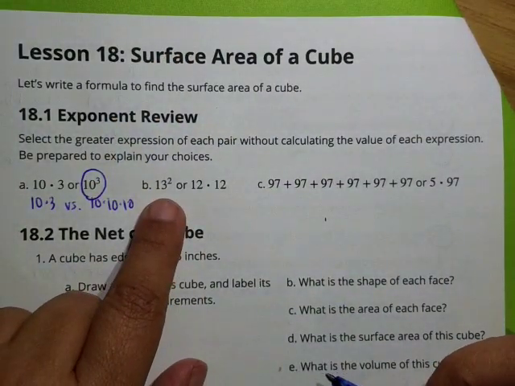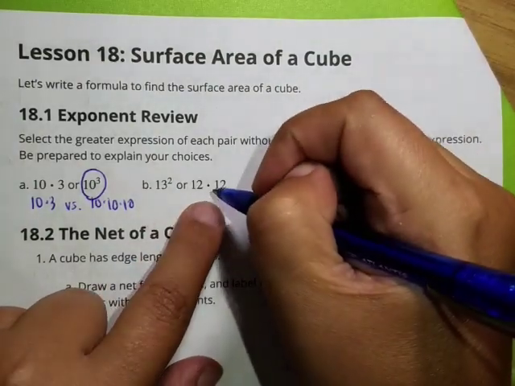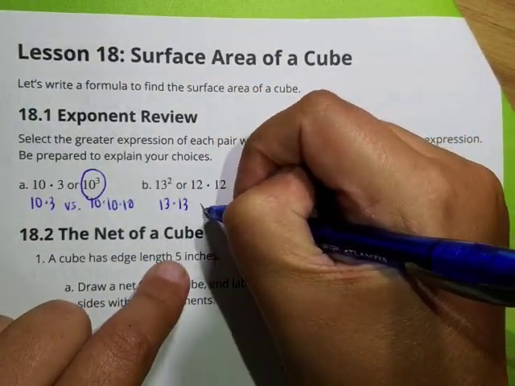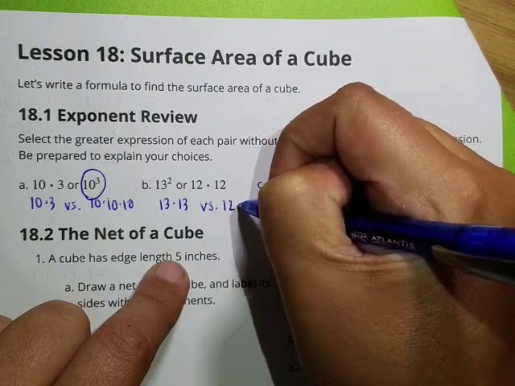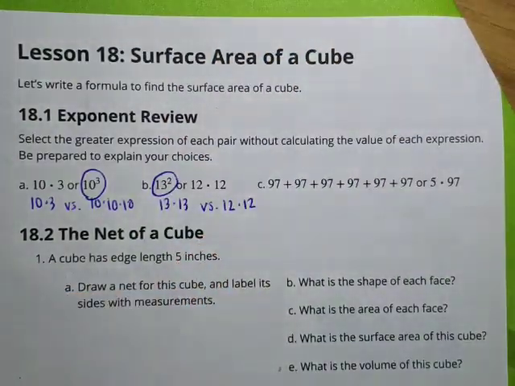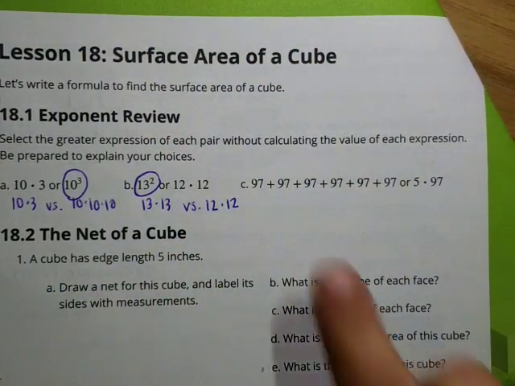All right, 13 squared or 12 times 12. Well, 13 squared really means 13 times 13 versus 12 times 12. Well, 13 is bigger than 12, so therefore the 13 squared is going to give you more.